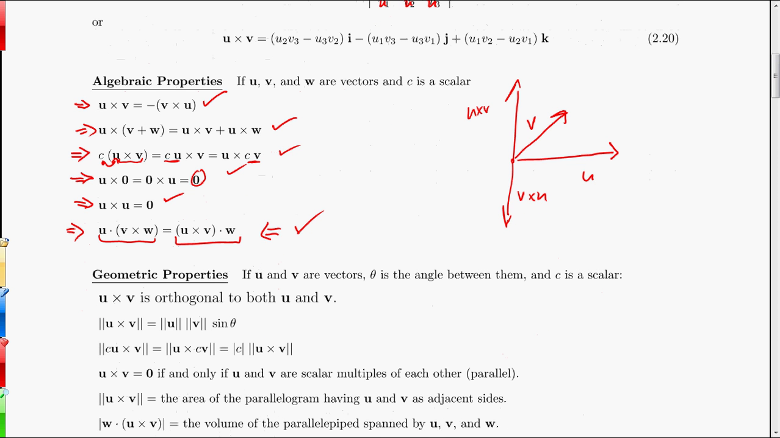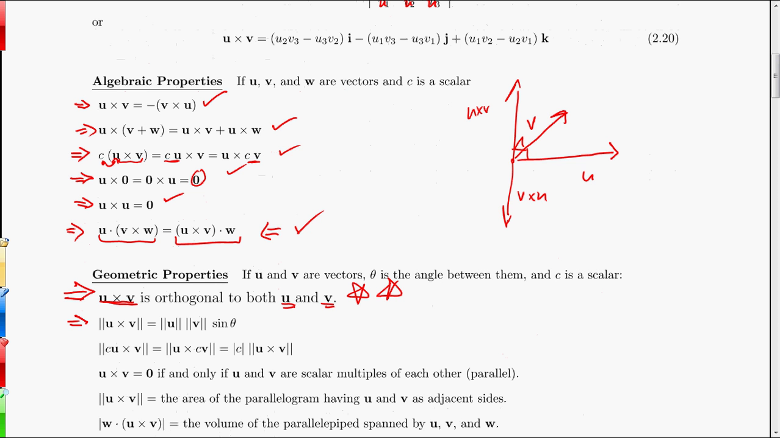Okay, so geometric properties. The biggest one that I want to talk about is this one. The vector U cross V is orthogonal to both vectors U and V. And it goes to this picture here. All right, this vector U cross V is orthogonal to V, it's orthogonal to U, right? Sort of, in fact, it's what they call normal to the entire plane defined by V and U, right? So this is the big one right here. A couple stars by it.